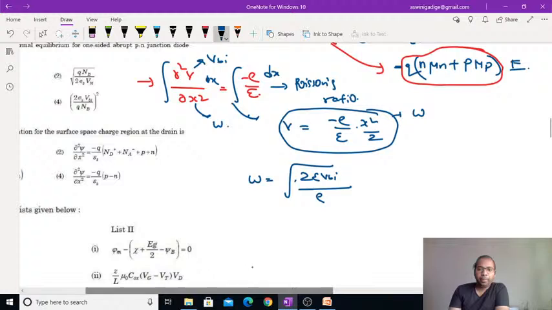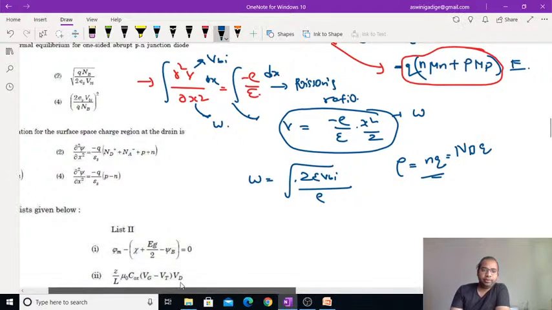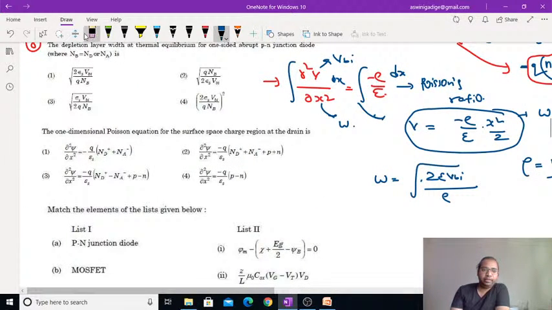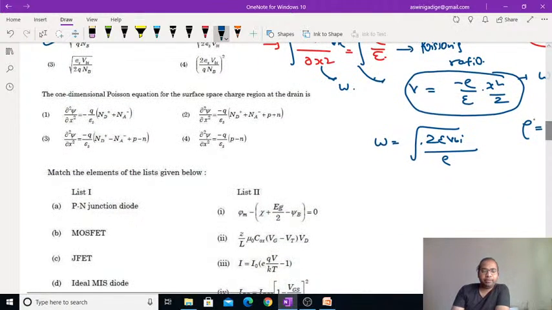So now based upon this one, here rho is a charge density, it can be taken as N_B into q. So square root of 2 epsilon V_BA divided by N_B q, so this one is the correct one, right? Yeah. So for the 8th question, the first option is the correct one.